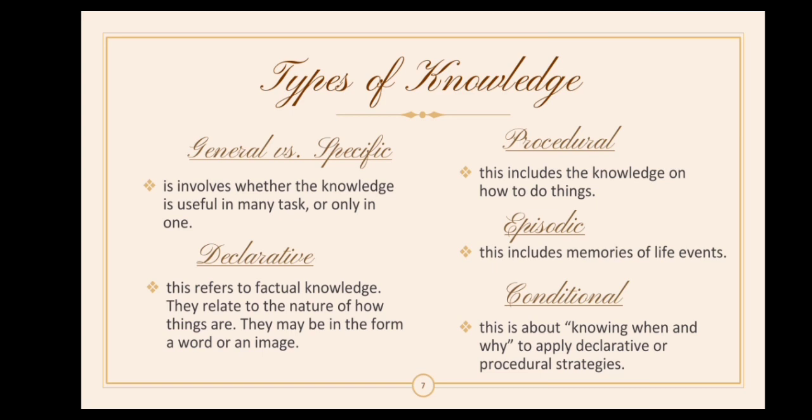This refers to factual knowledge, or knowledge that relates to the nature of how things are. They may be in the form of a word or an image. It is also called explicit knowledge, meaning that you are consciously aware that you understand the information. It refers to facts or information stored in the memory that is considered static in nature. Declarative knowledge is also referred to as conceptual, propositional, or descriptive knowledge. It describes things, events, or processes, and their attributes and relations to each other.